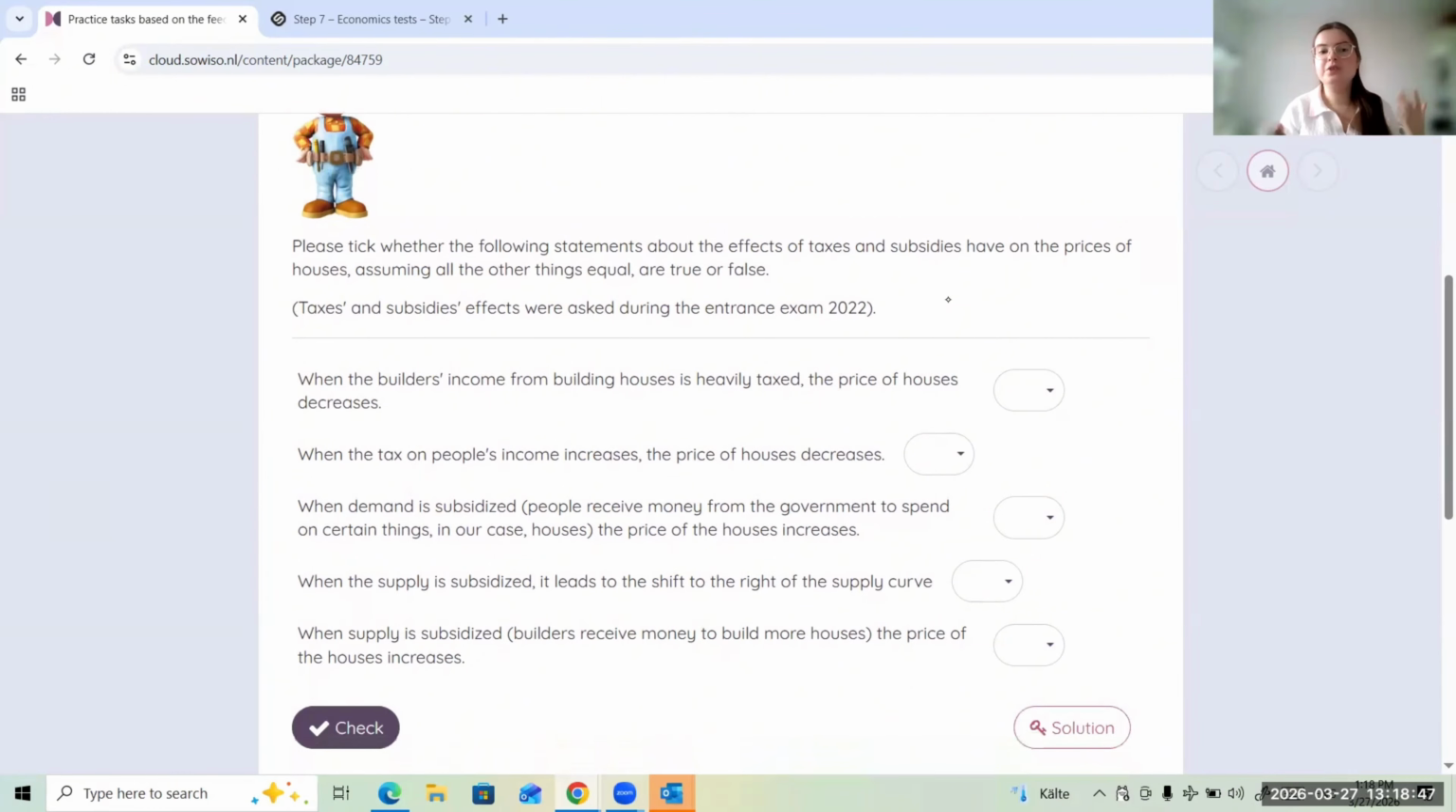So here, when the builder's income from building houses is heavily taxed, the price of the houses decreases. So here we can again draw the supply and demand. This helps a lot for these tasks, like the graphs. Either you know the theory quite well and you don't need to draw the graph, but for explanation purposes, I will still do it.